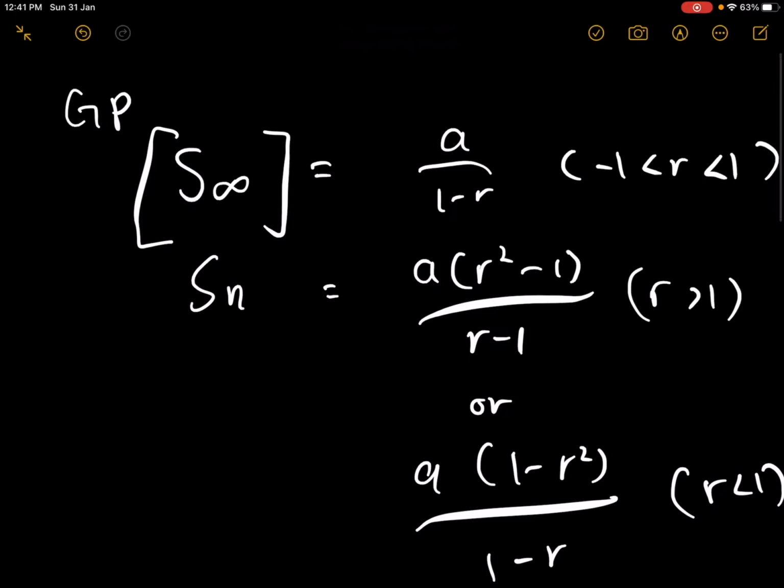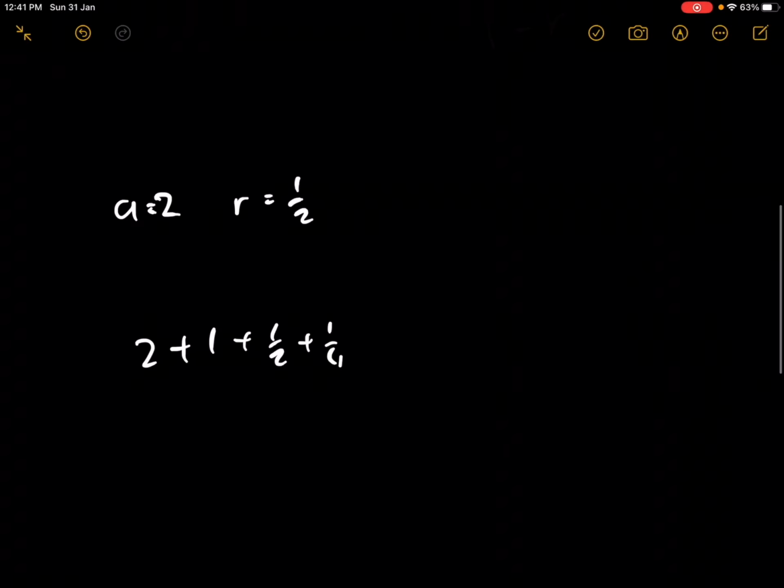But there is one thing that people might not understand. That will be sum to infinity. This one, sum to infinity, is also known as a over 1 minus r. So I'm going to explain why sum to infinity works in two ways. One is theoretically, and one is by calculation.